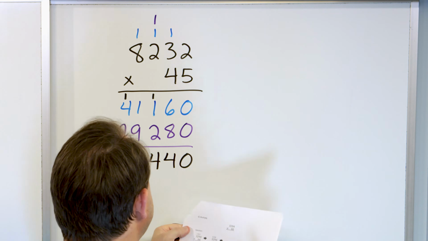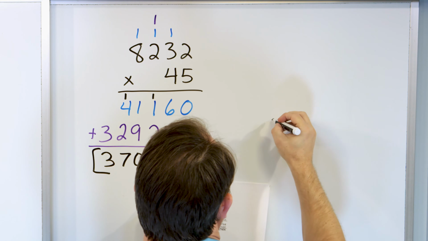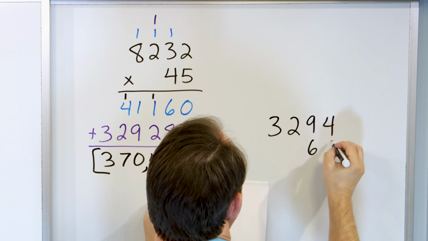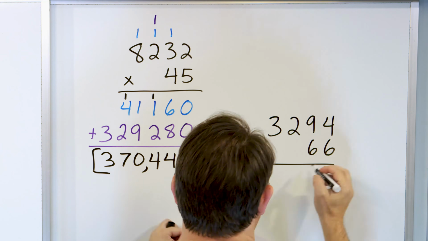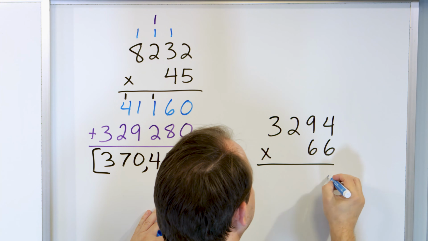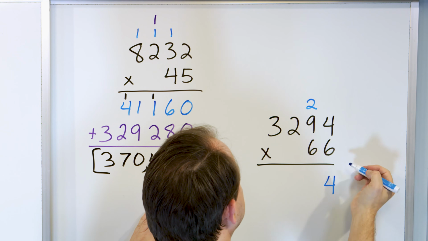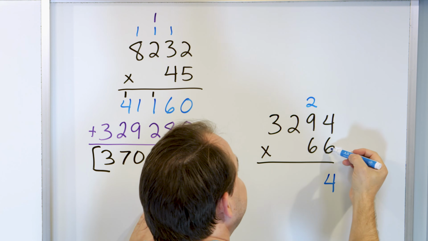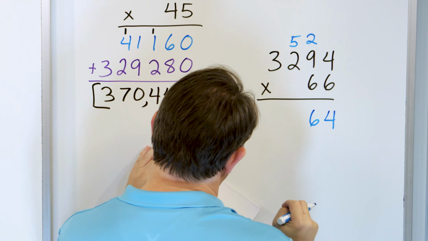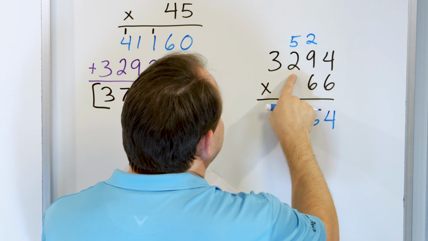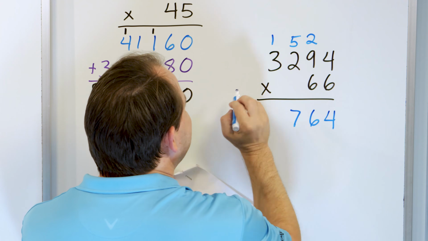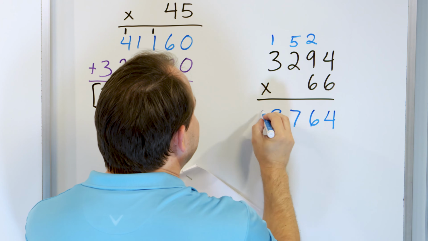All right, let's take a look at the following. 3,294 multiplied by 66. What do we do? Firstly, go over here. 6 times 4, 24, means we carry a 2. 9 times 6 is 54, 55, 56, carry a 5. Okay? 6 times 2 is 12, 12 plus 5, 17, carry a 1. 6 times 3 is 18, 1 more is 19.